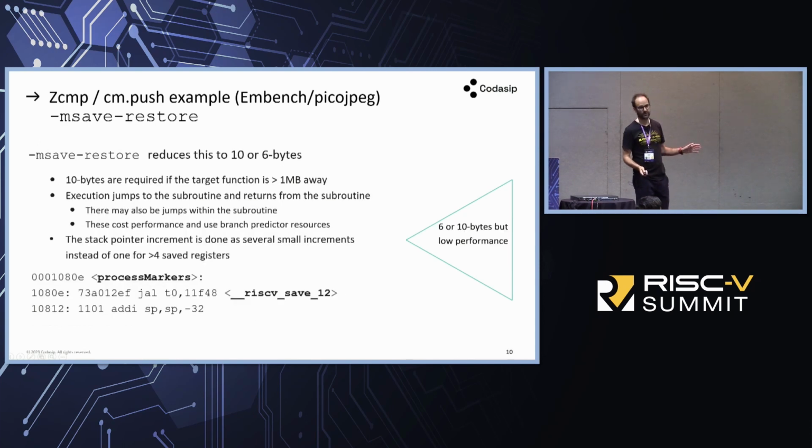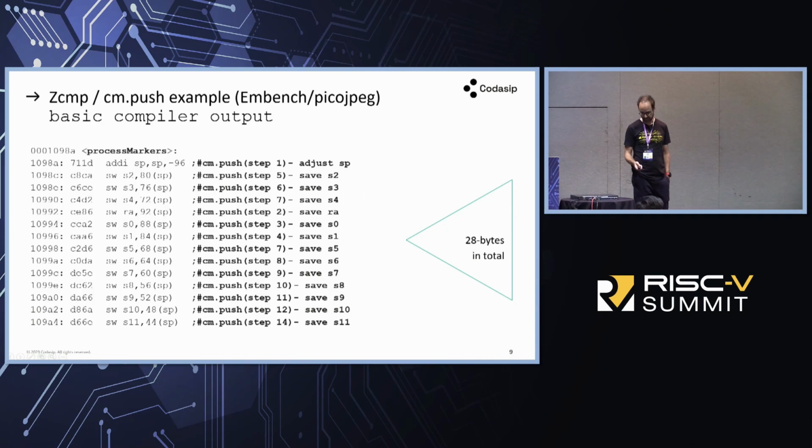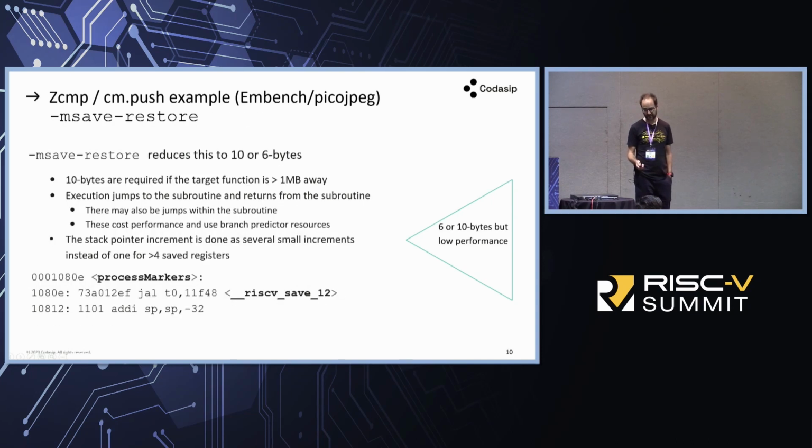So something that's been available in the toolchain for a very long time is msave-restore, which is where you call a function and you say, in this function, I want to save my registers. So that's already in the toolchain, but this does have disadvantages. Firstly, you have to jump there, you have to jump back. It does the stack pointer increment more than once because it does it for every block of 4 registers, so that's wasting performance. And it uses more code size as well, especially if the function you're calling is more than a megabyte away because the jump to get there on its own is 64-bit. So we started off with 28 bytes. msave-restore will either give 6 or 10 bytes depending on how far away the function is.